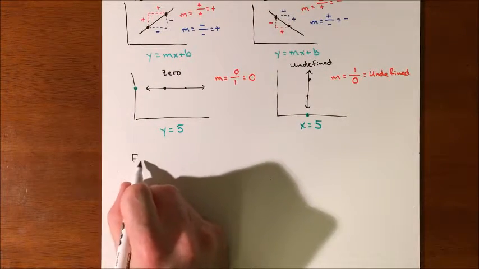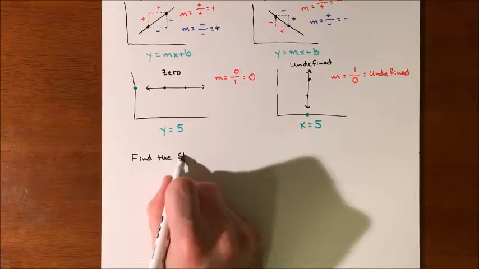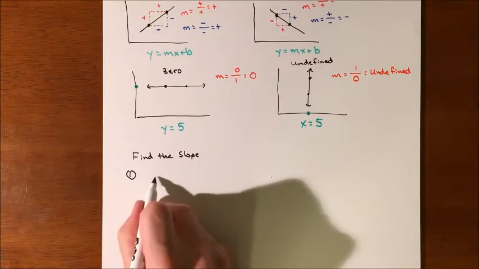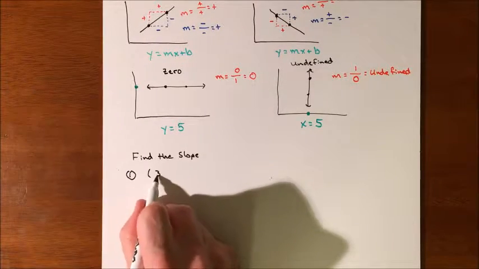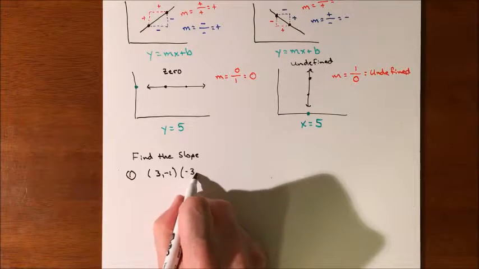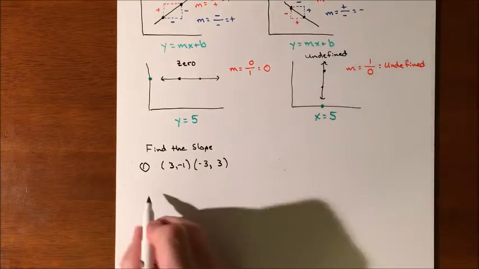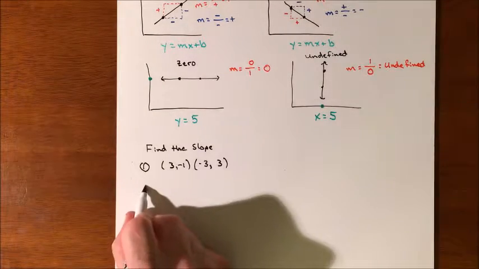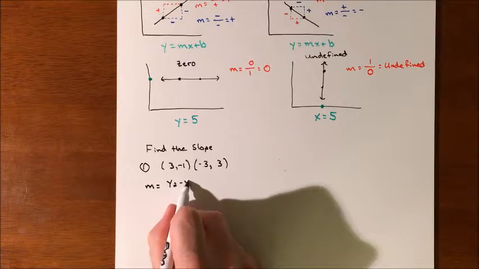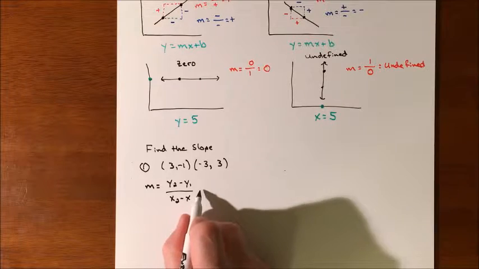So directions are going to be find the slope, and we're going to be given a couple coordinates. So for the first one, we'll show you a couple different ways to do it, and then you figure out what you like, what works for you. Okay, so the first method that I'll use is the formula: y2 minus y1 over x2 minus x1.